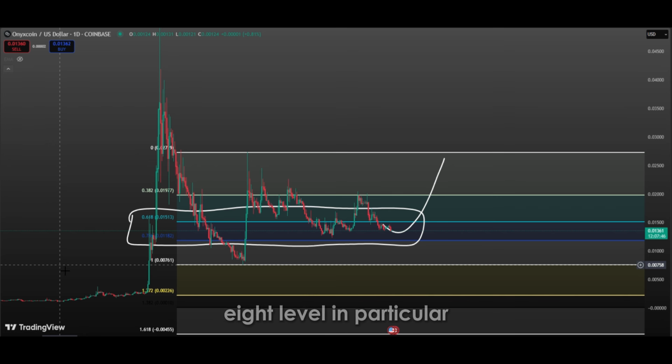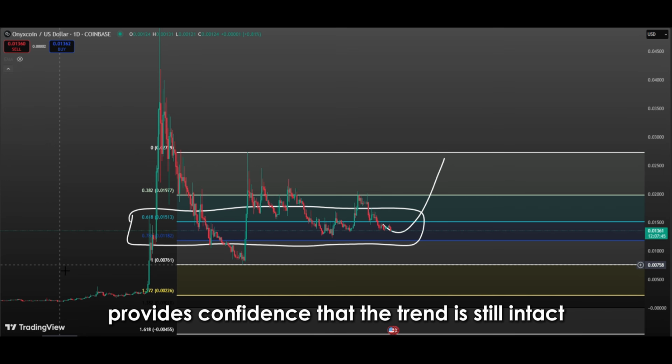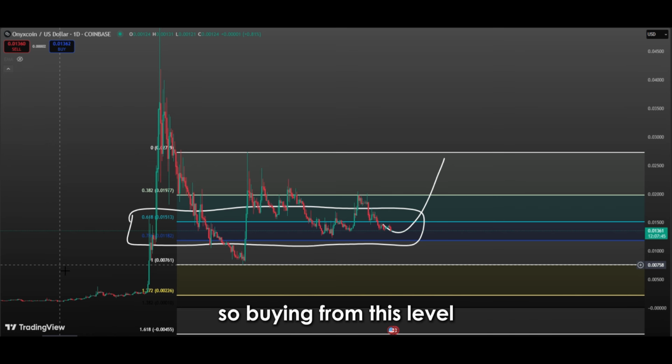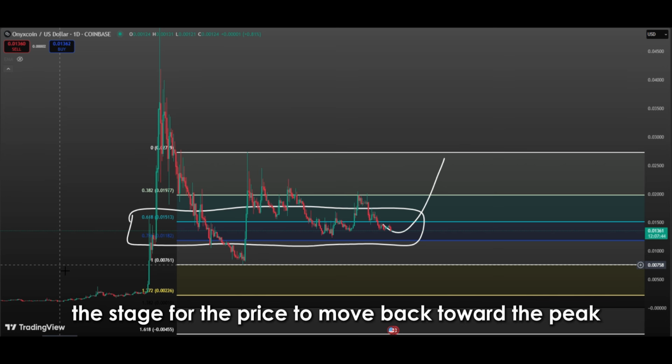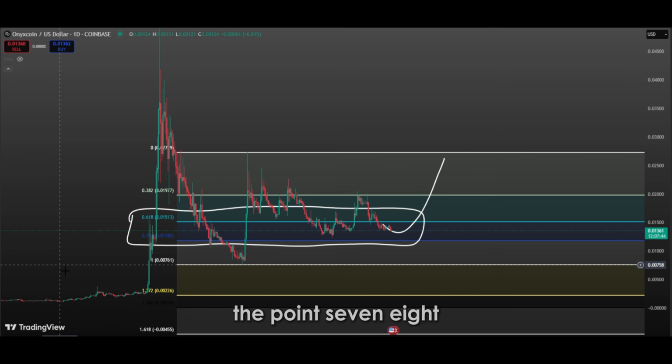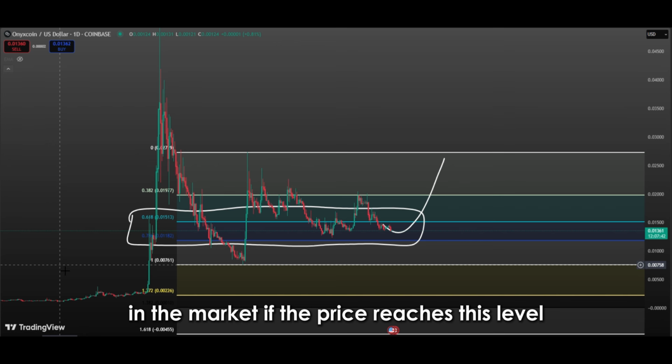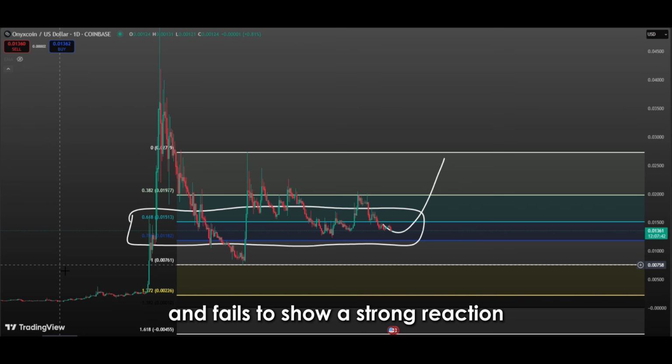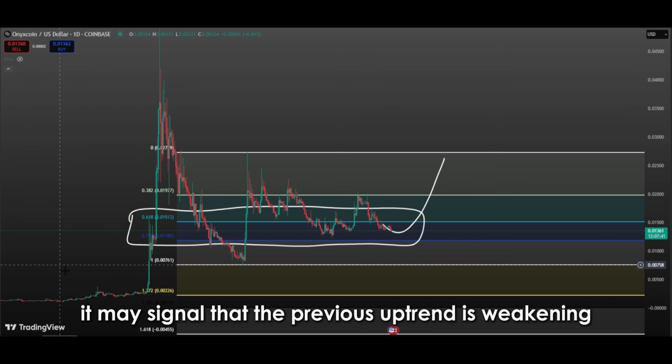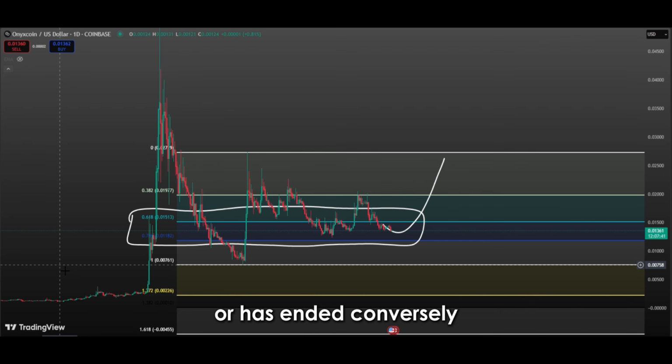The 0.618 level in particular provides confidence that the trend is still intact, so buying from this level often sets the stage for the price to move back toward the peak. The 0.786 level has a different character. It is often called the last line of defense in the market. If the price reaches this level and fails to show a strong reaction, it may signal that the previous uptrend is weakening or has ended.